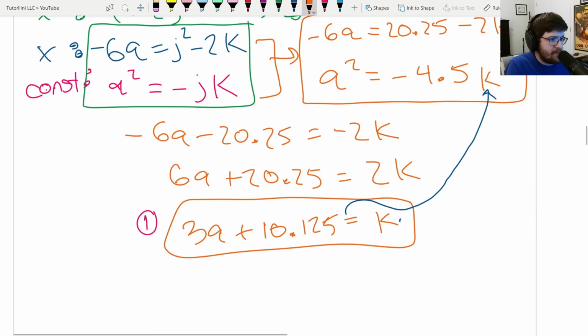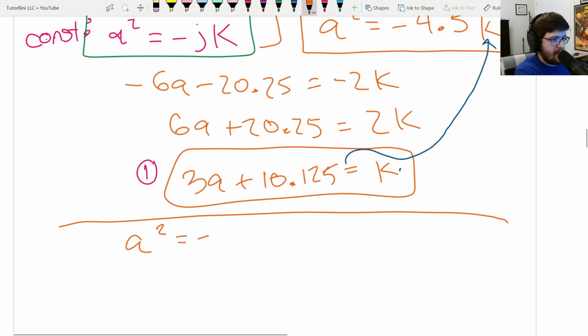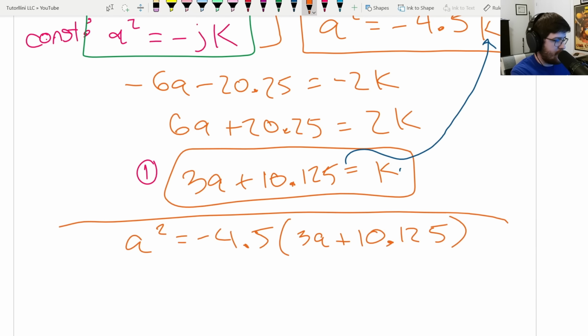So now I'm going to take that and plug it into the second equation for k. Hopefully this tells me my final answer. So a squared equals negative 4.5 times 3a plus 10.125. And now I'm going to distribute the negative 4.5. I get a squared equals negative 4.5 times 3, that's negative 13.5a, and then negative 4.5 times 10.125, that's minus 45.5625.